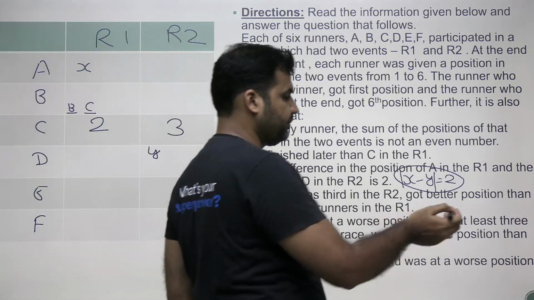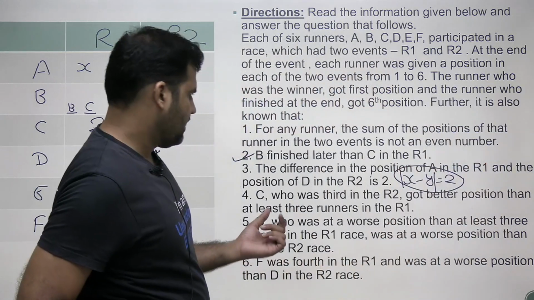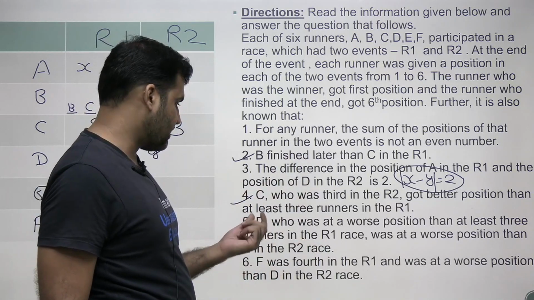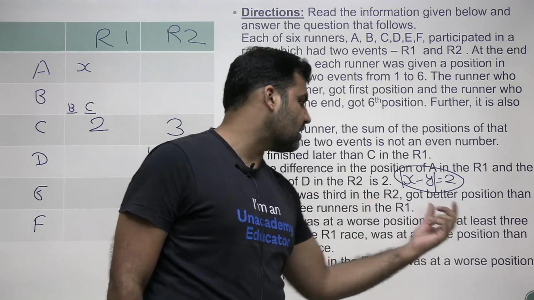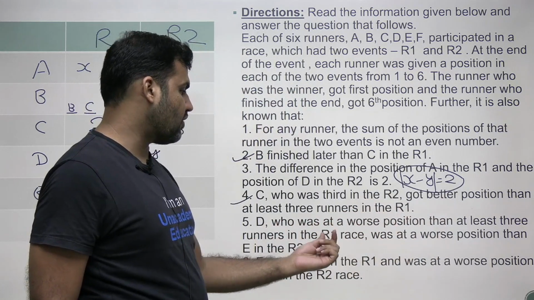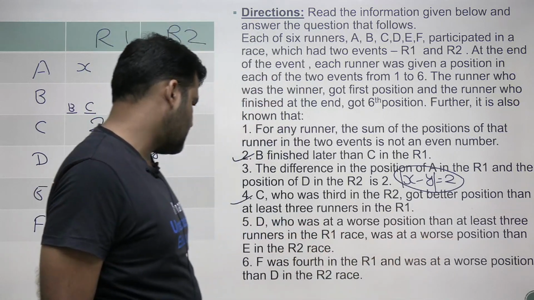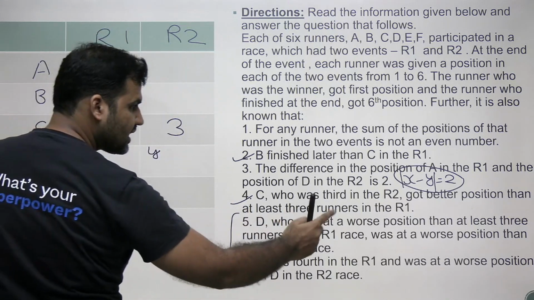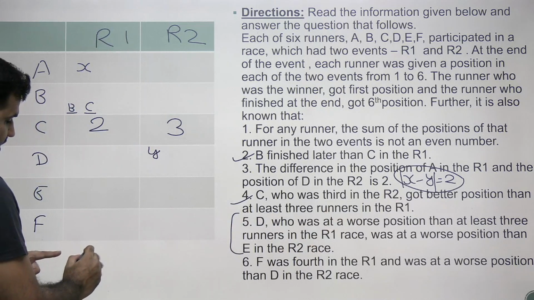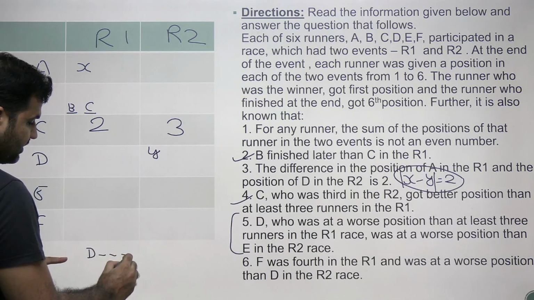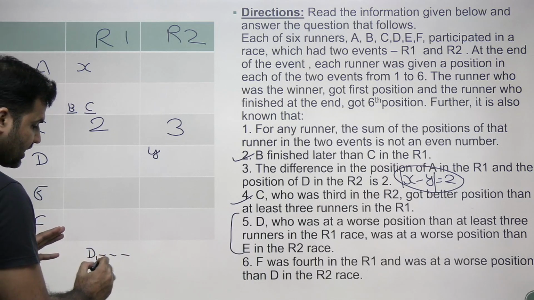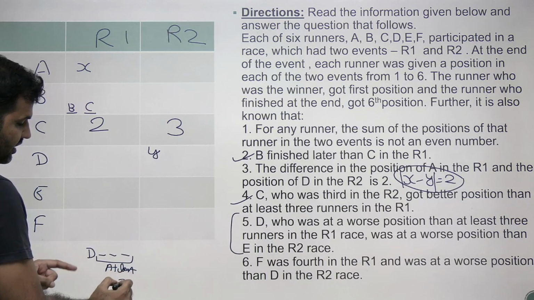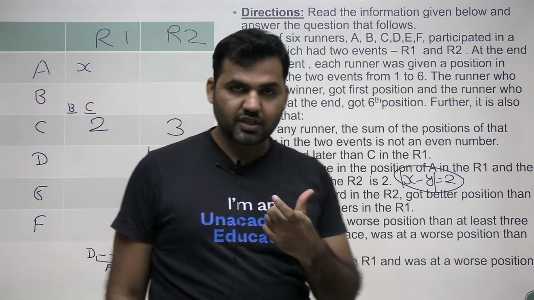All right, let's move forward now. What else does the question say? C who was 13. We have used this information, statement number 4. Let's read the next statement. D, who was at a worse position than at least 3 runners in the R1 race, was at a worse position than E in the R2 race. D was at a worse position than at least 3 runners. That means the number of people in race 1 who are finishing the race before D is at least 3. The minimum value is 3.